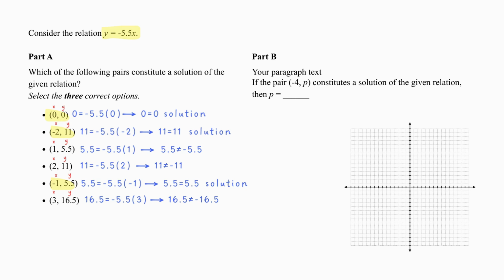Moving to part B. The question asks if -4, p is a solution. What is p? Remember, in the coordinates -4, p, the -4 is our x value and p is our y value. Let's use our rule to find p. Y equals -5.5x. P equals -5.5 times -4. P equals 22.